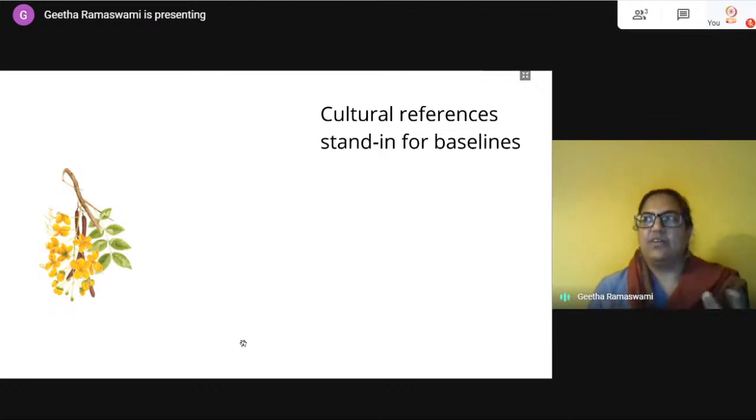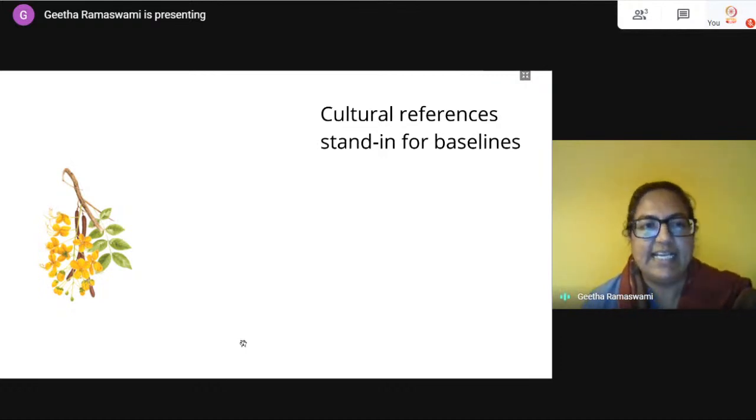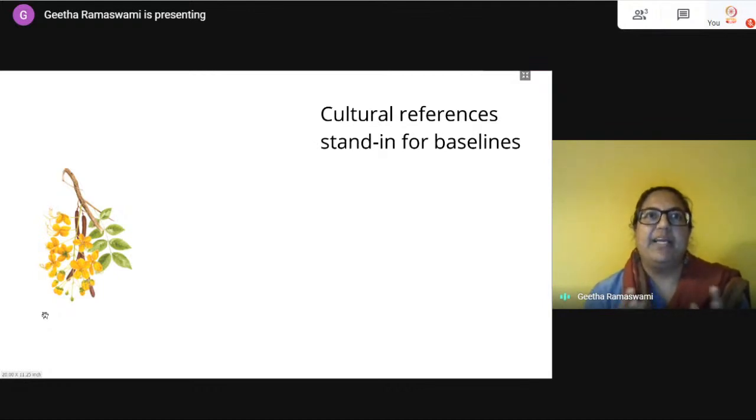So we were curious as to whether we could use some other type of baselines to compare against current phenological patterns. And the baselines that we used were cultural references. A very favorite story of ours to tell is that of this Cassia fistula, or the Indian laburnum, or the golden shower tree. This tree finds cultural mention in Kerala because it is associated with the New Year festival, Vishu, which typically happens every year between the 13th and 15th of April. This date is more or less static.